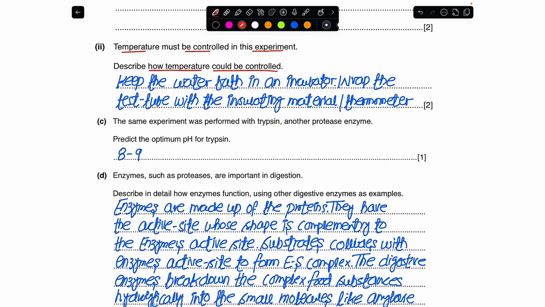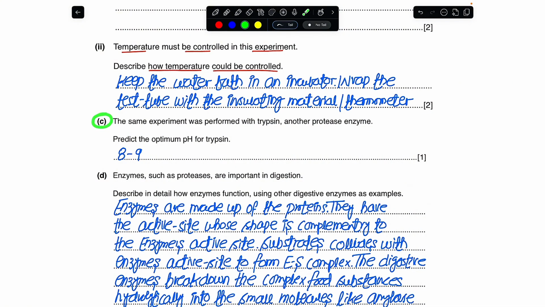There are a lot of approaches to controlling the temperature, like keeping the water bath in an incubator or in a thermostatically controlled water bath. Another approach would be to wrap the test tube in which we are doing our experiment with insulating material. And then again, we could say that we can use a thermometer to get an idea of what temperature would be there in the test tubes, and that would help us to control the temperature.